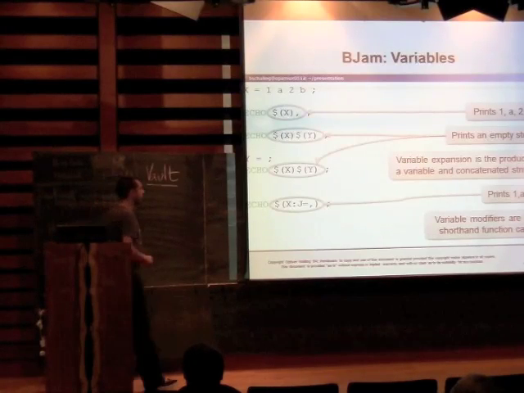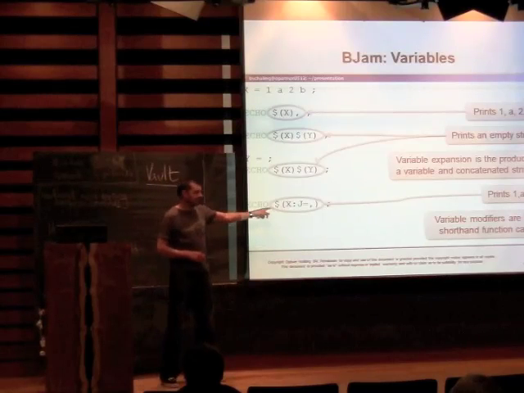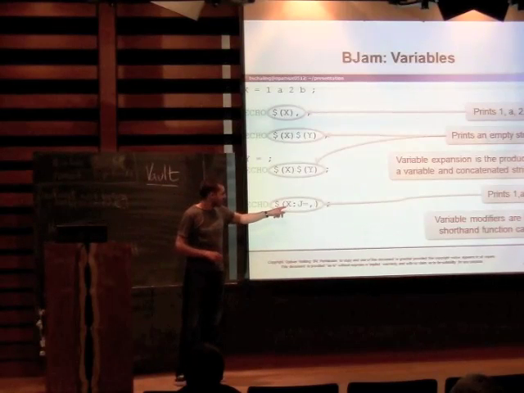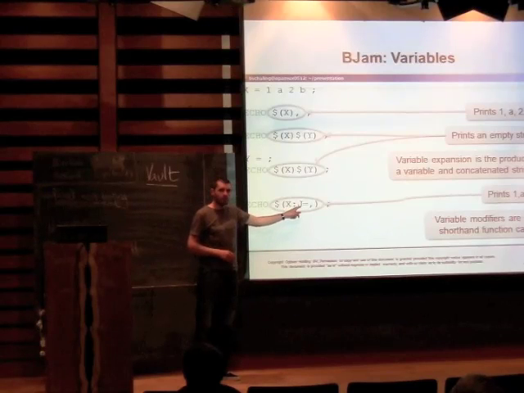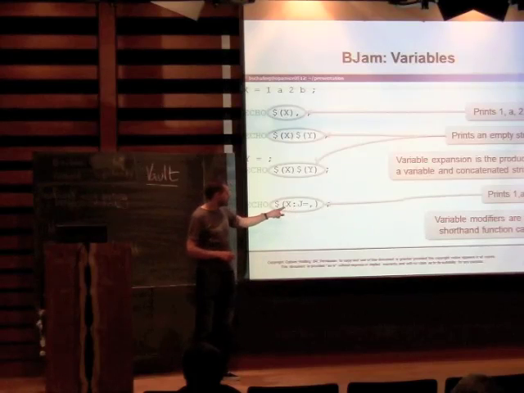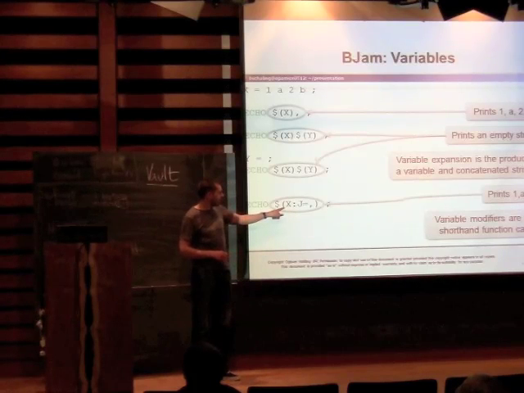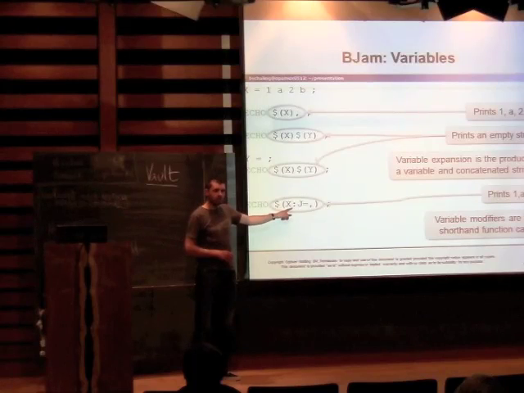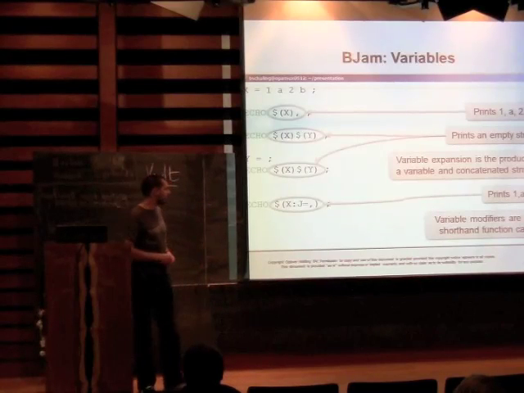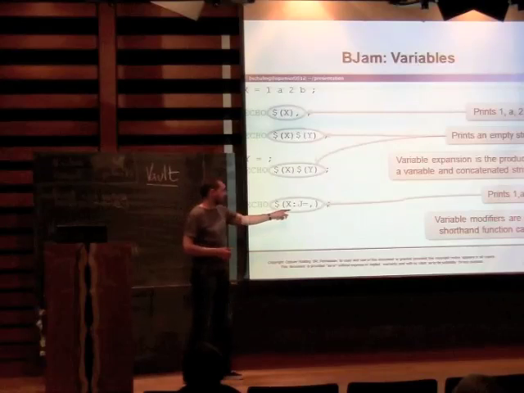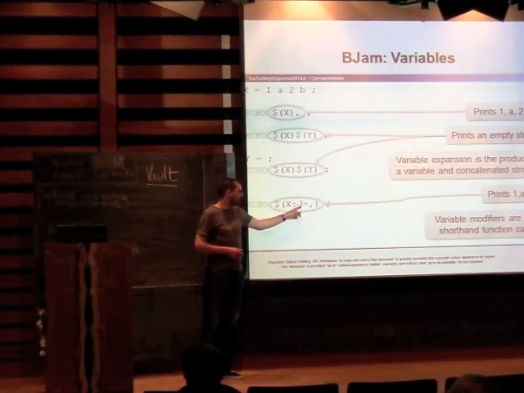Another thing to make your gem files more difficult to read for others is something like this. It looks a bit strange. I think the Boost.Jam documentation calls this one here a variable modifier. I think of it as a shorthand function call. So here the variable x is accessed, and then we put in a colon, and then we have different letters we can use here, and every letter is like a different function we call here. We can then even use a parameter when we call this function.